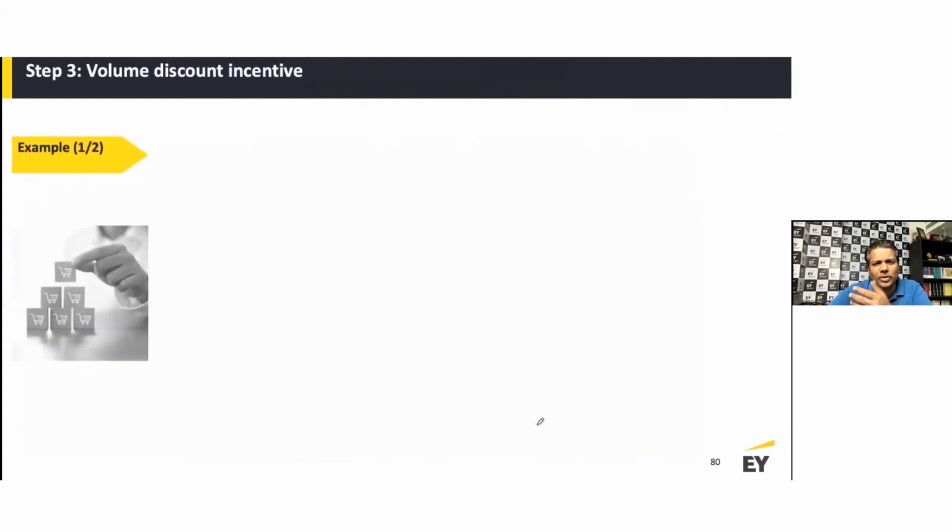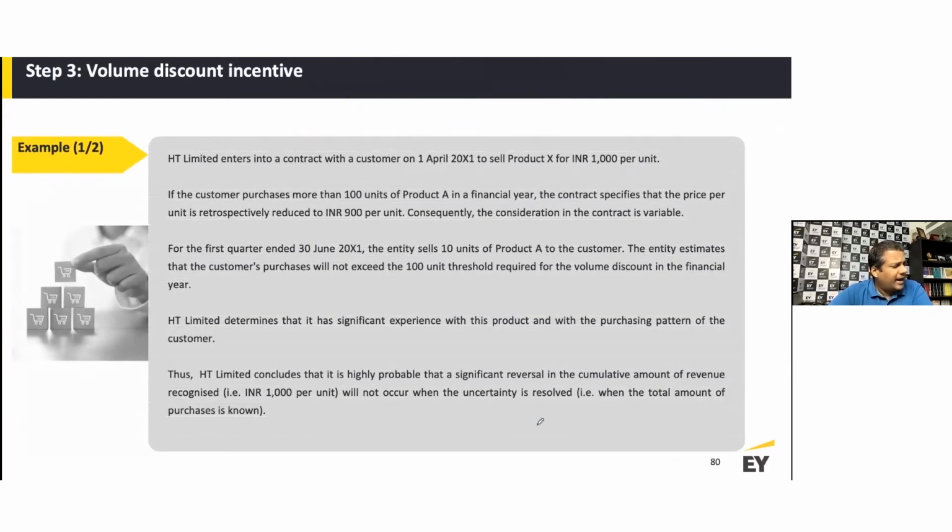So let's look at an example in the context of a volume discount. HT Limited enters into a contract with a customer on 1st of April to sell products to X for INR 1000 per unit. If the customer purchases more than 100 units of product A in a financial year, the contract specifies that the price per unit is retrospectively reduced to INR 900 per unit.